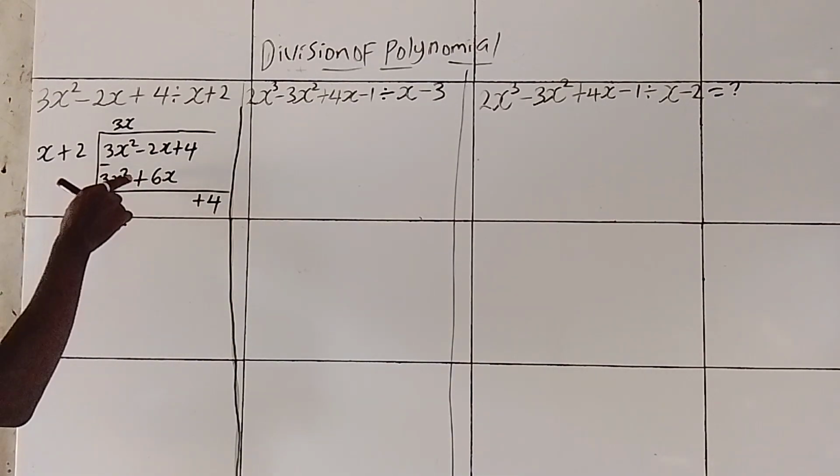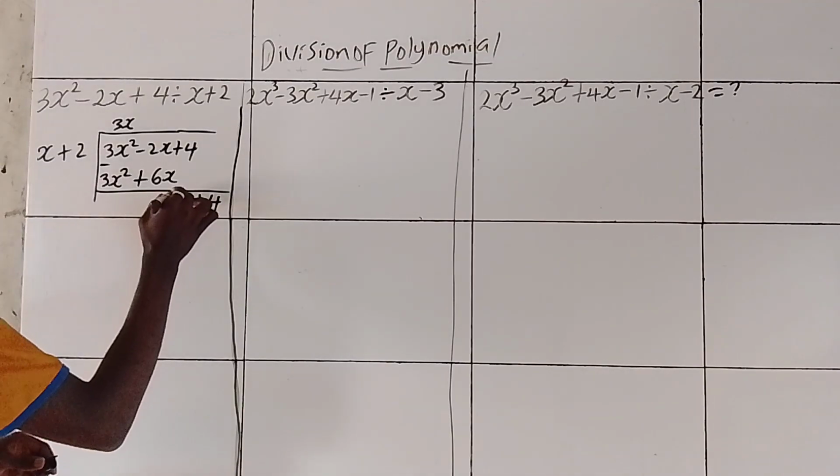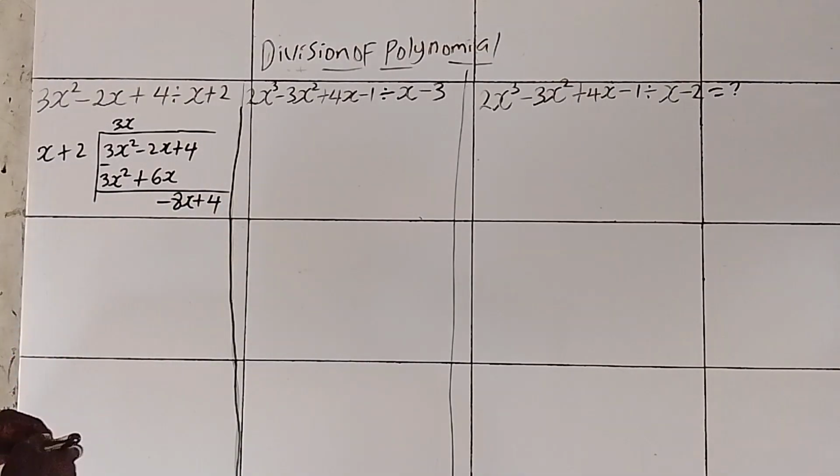Now minus 2x minus plus 6x. Now take note of this. Minus times plus is what? Minus, right? Minus times plus is what, everybody? Minus. So minus times plus is going to be minus. So we are going to be having minus 2x minus 6x, which is going to be what? Minus 8x. Right? Yes.